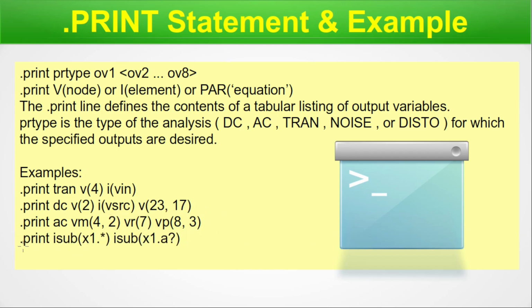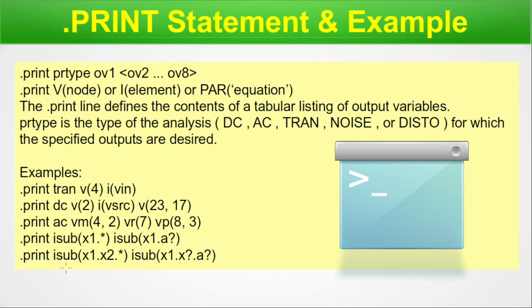Now here we have the print, and this is a good feature of the print, that we can also go down the hierarchy in a sub-circuit. So a sub-circuit is defined as x1 dot something. We need all the sub-circuit currents, so we have to give an asterisk, right? And there is also another way of giving a question mark. So this way we can get all the sub-circuit currents.